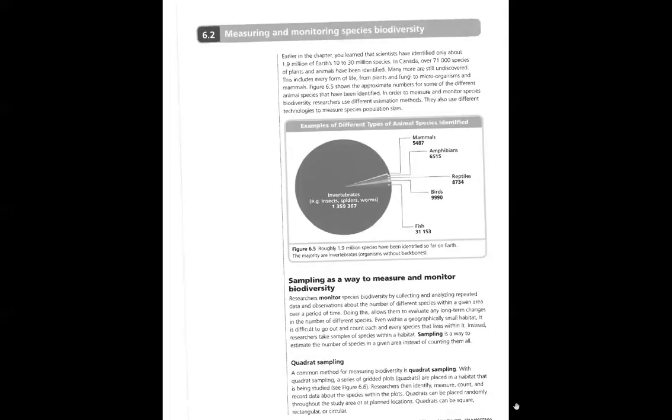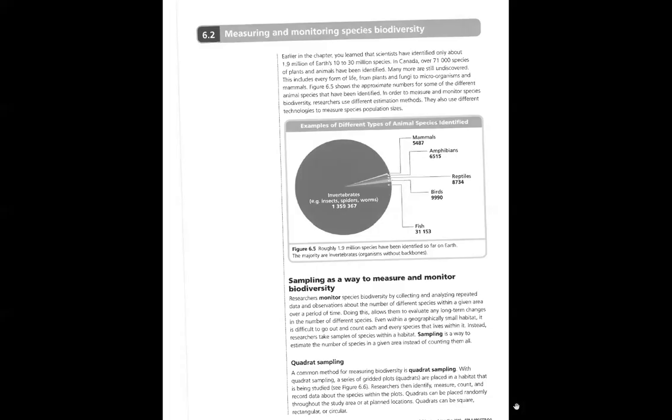6.2, then we got into measuring and monitoring species biodiversity. So with that, we know that there's lots of species on the planet. We're still uncovering them, and yeah, some of those are now becoming extinct. You should know what that does to an ecosystem when a species becomes extinct, okay? You should know about sampling and monitoring. Measuring and monitoring, those were the two things we went over many times in the course.